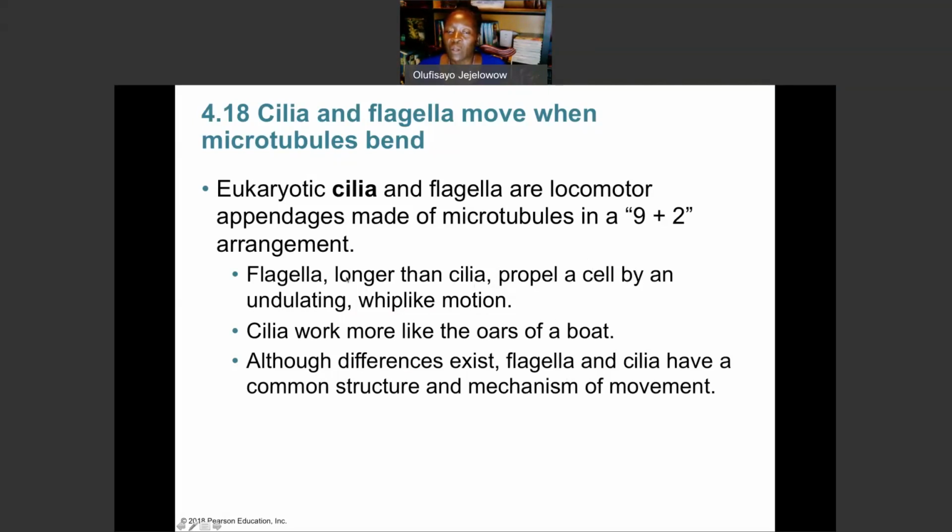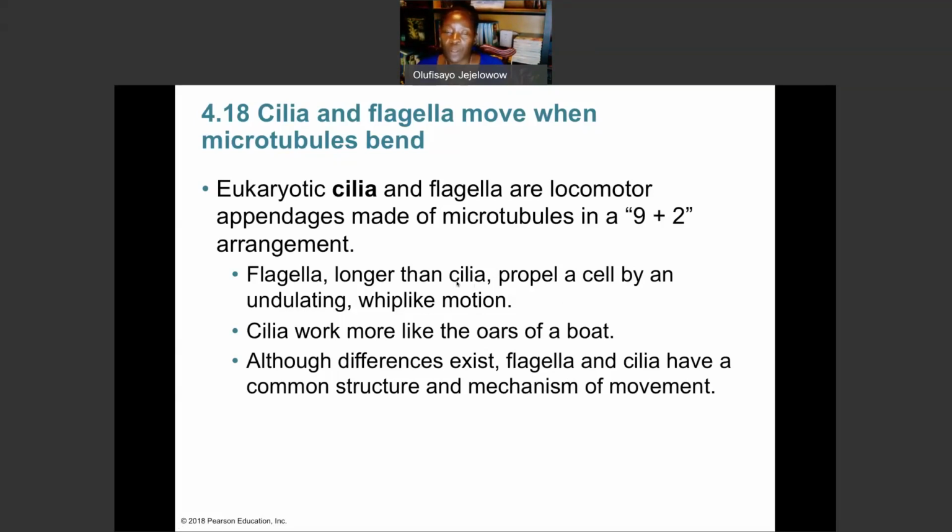Flagella are longer than cilia, and they propel the cell from one place to another by an undulating, boat-like motion. In some of the lab videos, you should be able to see the motion of a flagellum. You have seen in the previous videos of paramecium the action of cilia.